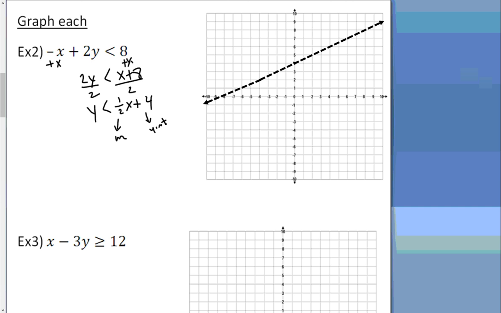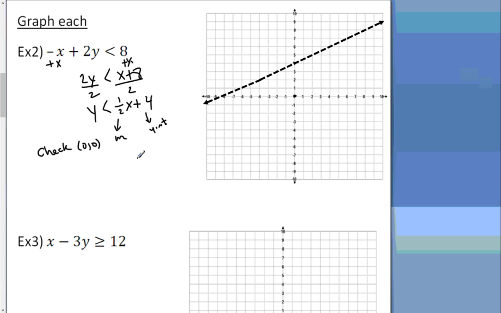So there's my line. Now it's dotted, so the first thing I want to make sure you understand is numbers on this line do not work. Either above the line or below the line works, but numbers on the line do not work, okay? The second thing you need to do is pick a point and check whether it's true or false. I love checking 0, 0, because it's such an easy point to work with. So I'm going to check 0, 0.